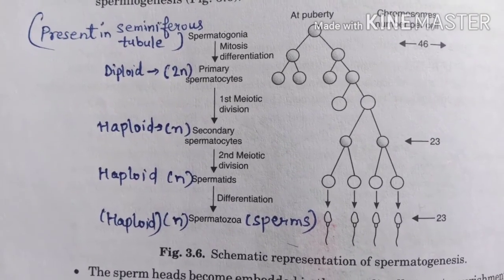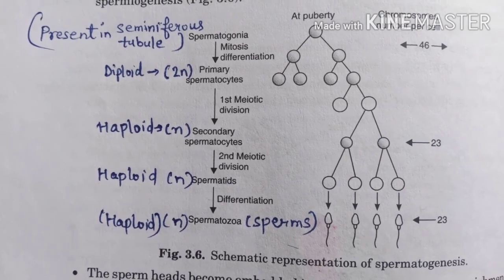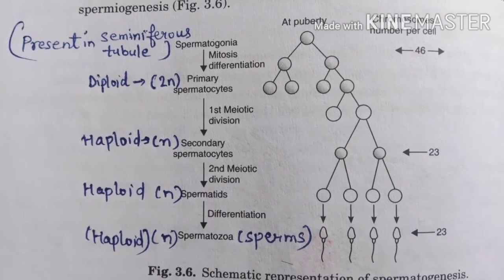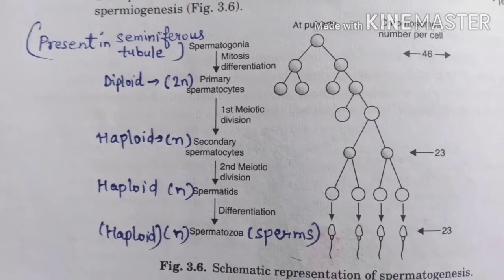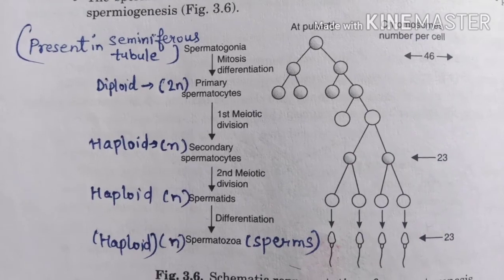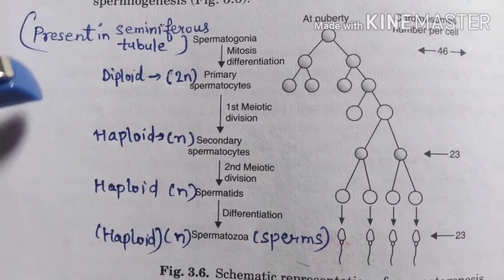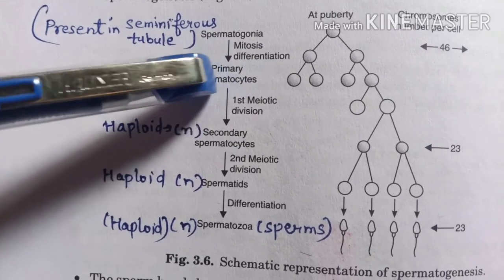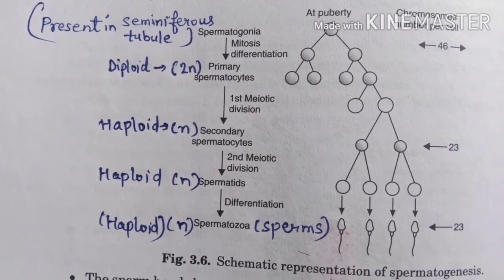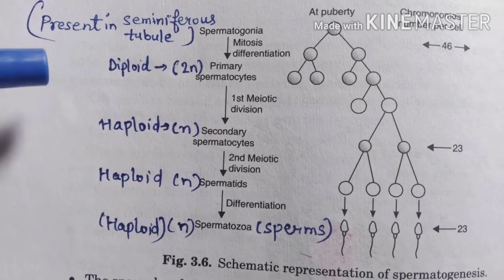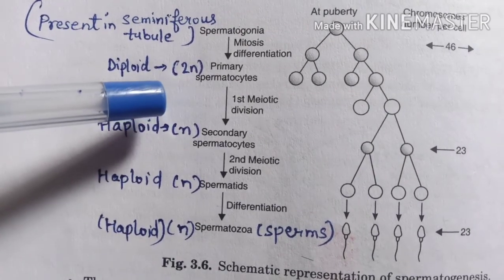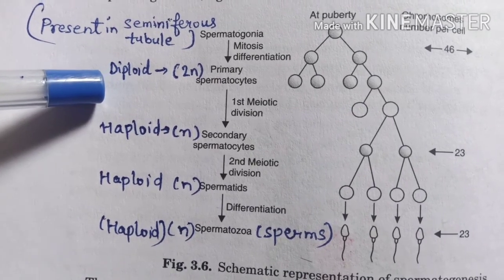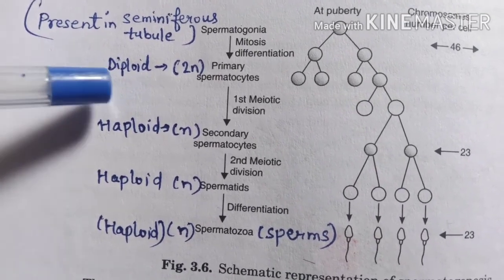This one is the systematic representation of spermatogenesis. In spermatogenesis, you see spermatogonia present in seminiferous tubules, which are present in the testis. In spermatogonia, mitotic differentiation is going on. By mitosis, they are divided into primary spermatocytes. Primary spermatocytes are also diploid cells. They have 46 chromosomes.